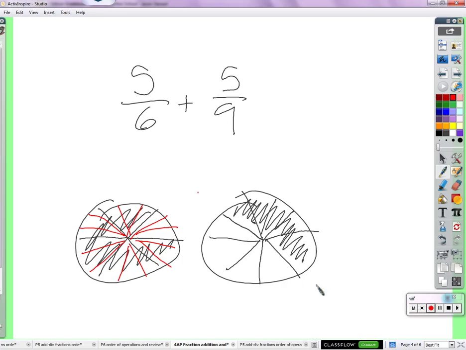Can we cut this into two pieces so that it consists of 18 pieces? Yes. Nine pieces to start with, each cut into two pieces. How many pieces is that? 18 pieces.